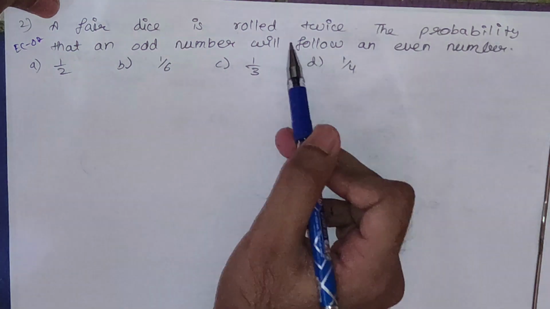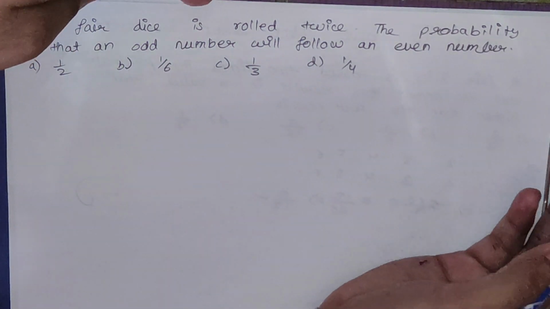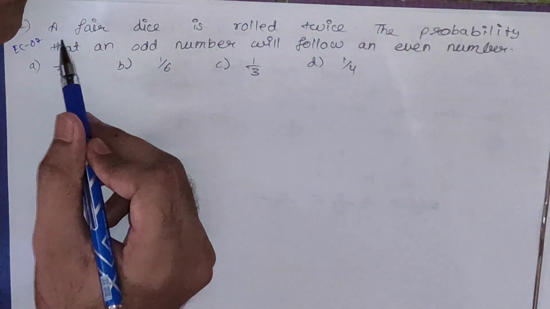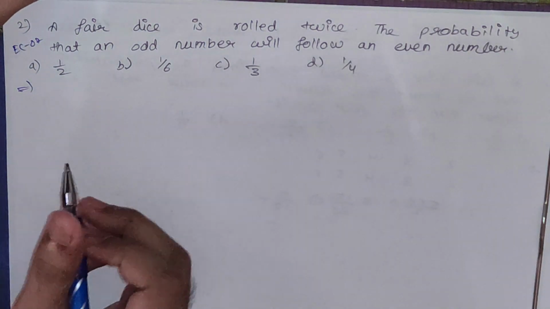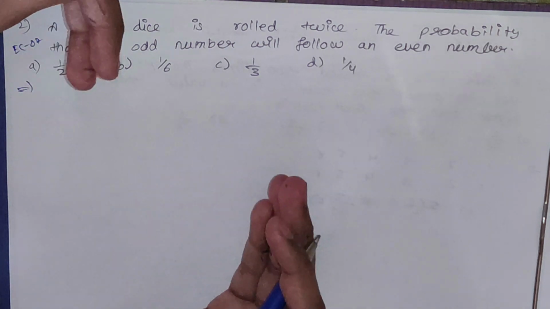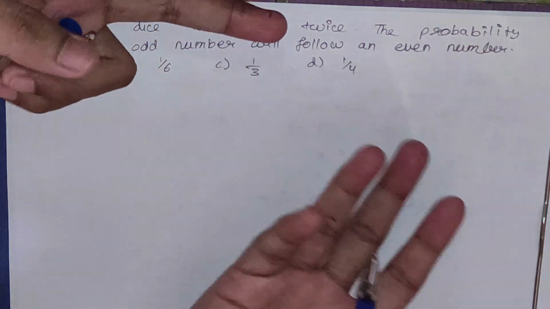A fair dice is rolled twice. The probability that an odd number will follow an even number. This sum is of EC07 and we are given the options. So you can see the question is saying you have to find the number of outcomes where you get an odd number in your first dice and an even number in your second dice.